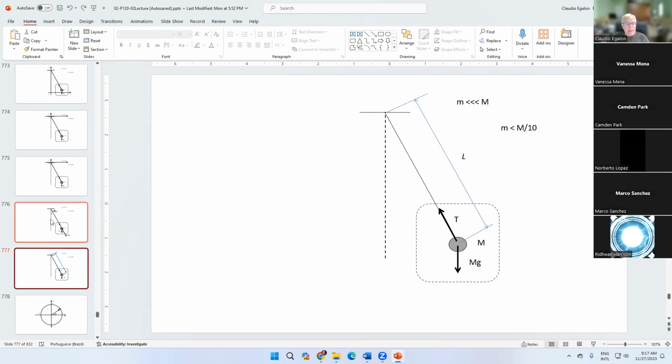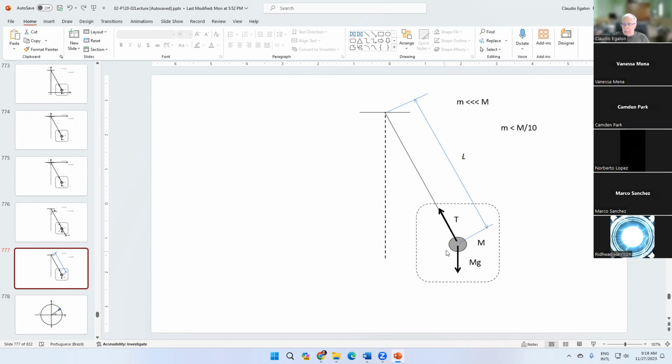In the polar coordinate system, the distance from the origin is always going to be constant. It's going to be the length of the string. And we can now identify the forces, right?